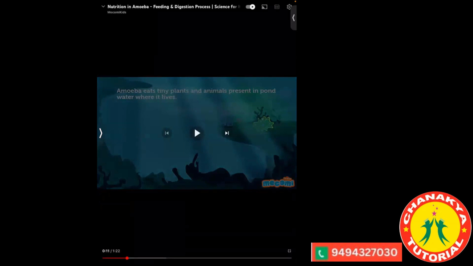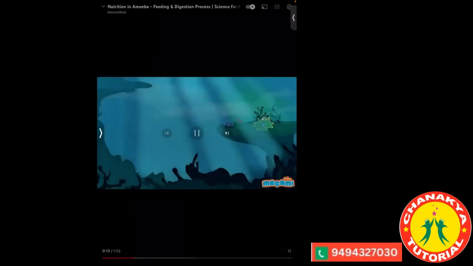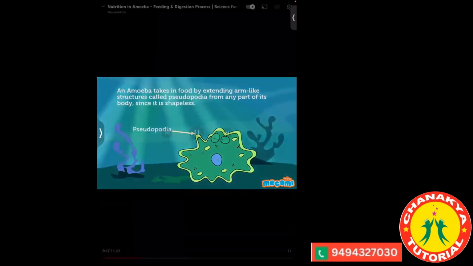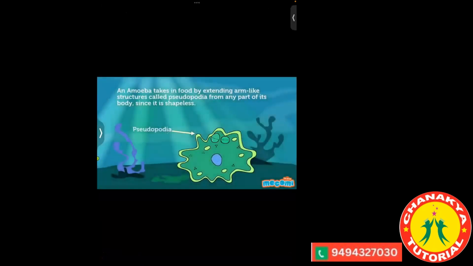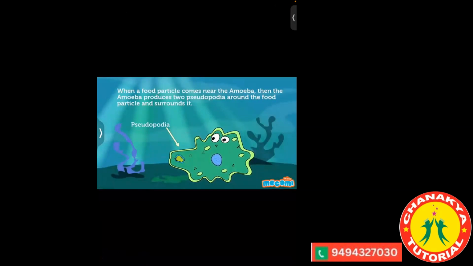So amoeba eats tiny plants and animals present in pond water where it lives. So wherever they are present in the water, from there they will be getting the tiny plants and animals to eat. Now amoeba, they take in food by extending the arm-like structure called as pseudopodia. So with the help of pseudopodia, they will be taking the things. Food vacuole. This food vacuole will be helping them to take the food inside the body through the pseudopodia.